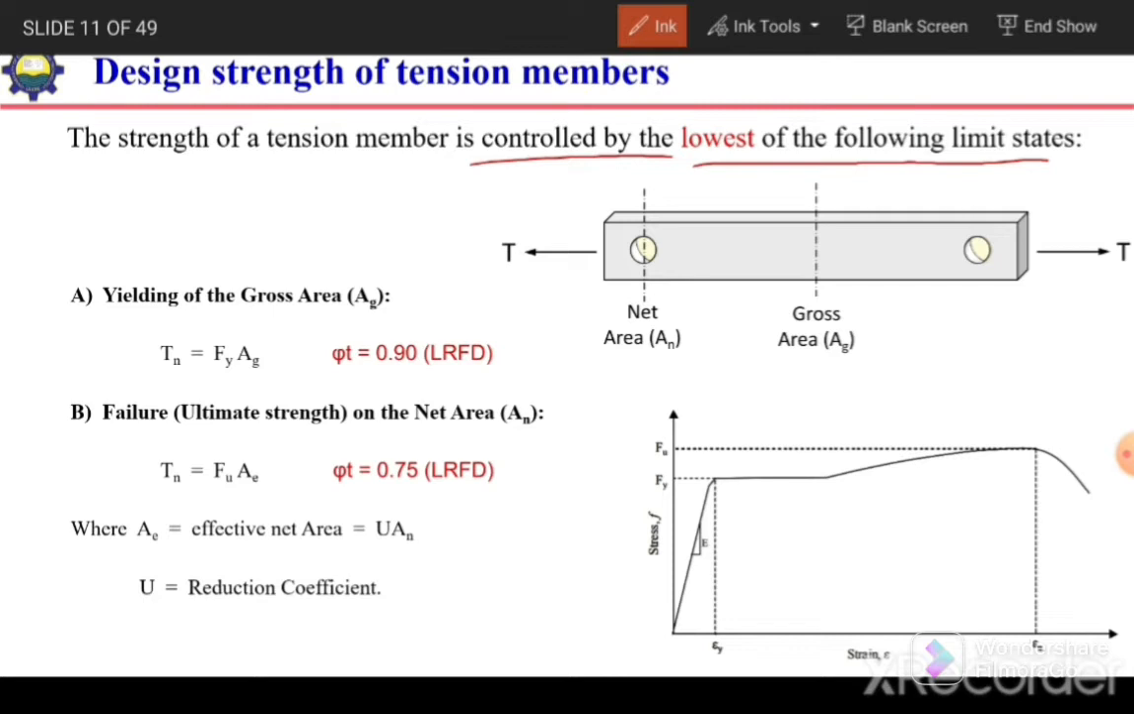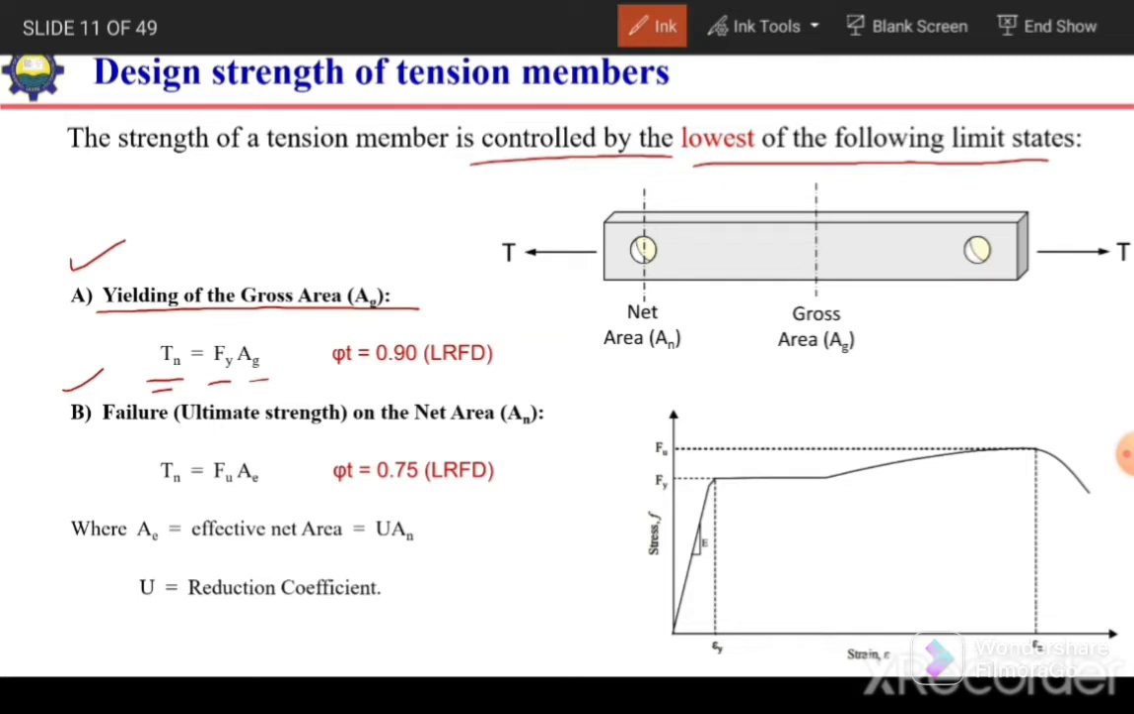That will be considered as the design strength of the tension member. So in case of structural shapes or tension members, when the connection is not a pin connection, the three types of limit states are critical. First one is yielding at the gross area, the second is failure at the net area, or tension rupture at the net area, and the third is block shear. So we need to consider the strength corresponding to these three types of limit states. If we talk about the first limit state, which is yielding of the gross area, in that case the nominal strength is given by Fy Ag.